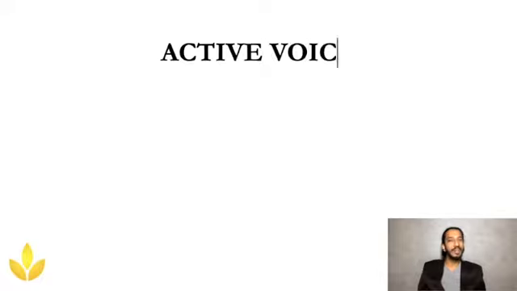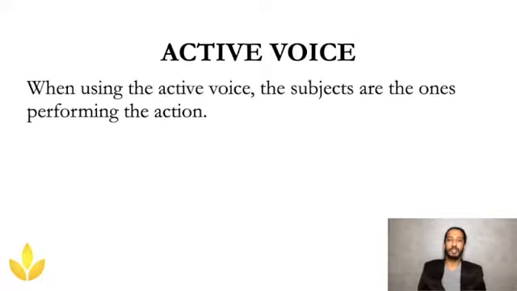That's active voice. So, what is an active voice? When using the active voice, the subjects are the ones performing the action. If you remember back to the lessons when we studied subject-verb agreement, the subject is the first person, then we have the verb, that is the action that is being performed on the object. Usually when you say the active voice, the subject, or the first person, is the one that's performing the action. So, let's see a couple of examples here that will make it easy for you to understand.